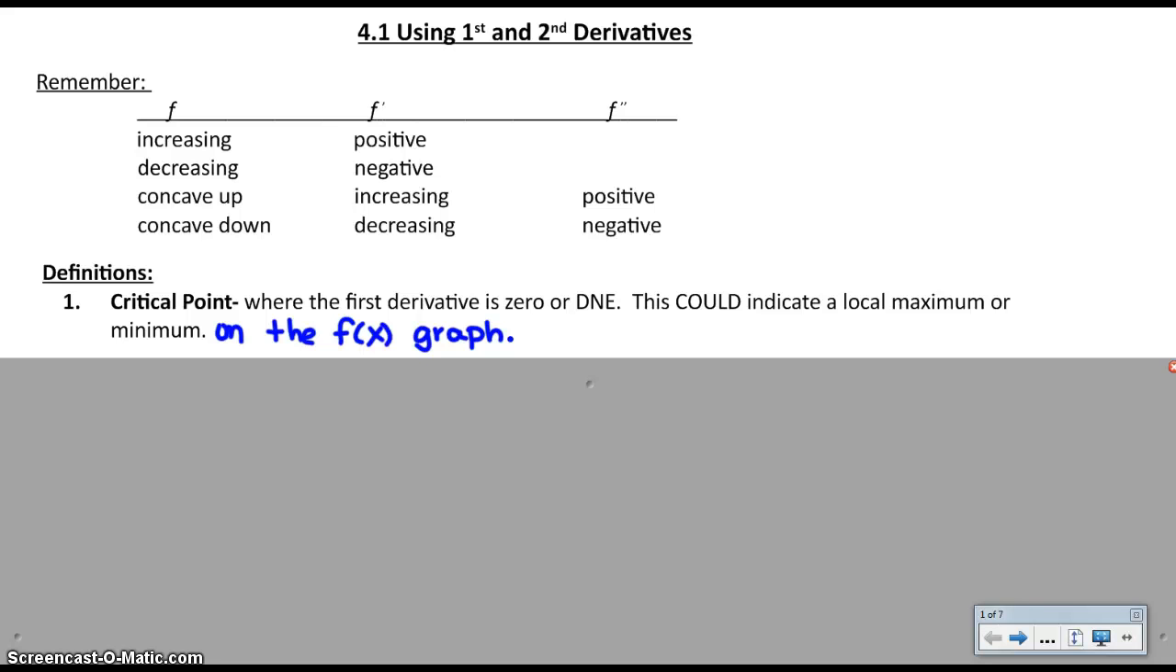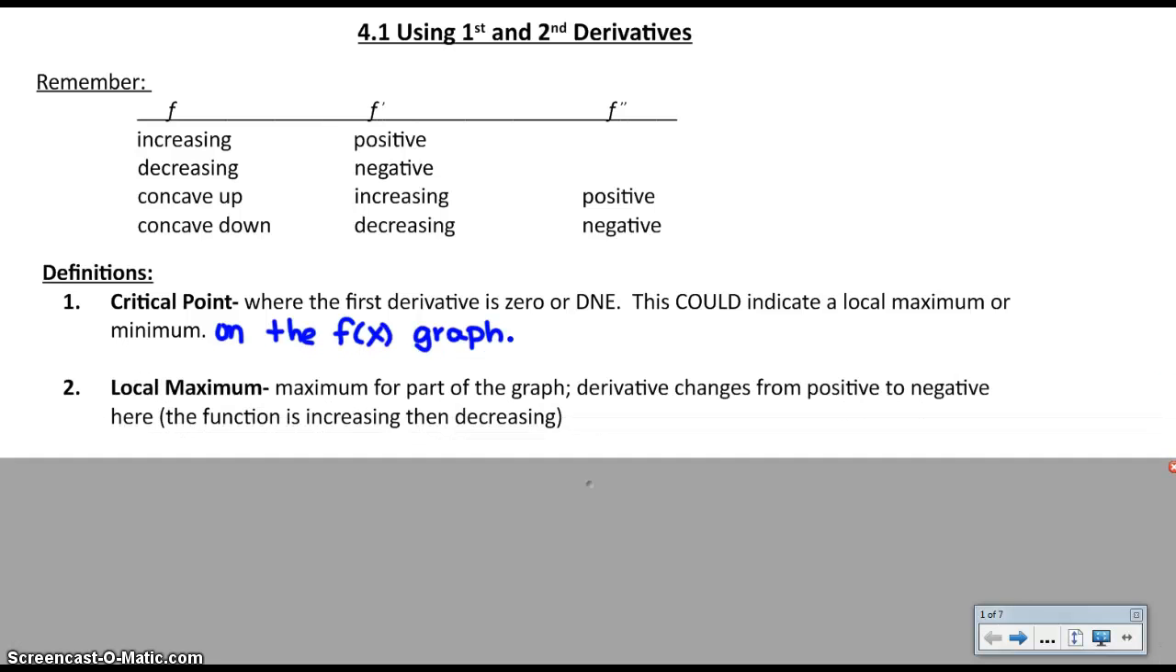The second vocabulary word is local maximum. A maximum for part of the graph. So you might have a graph that has something like this. So this part right here, this like mountaintop, would be considered a maximum. It's a local maximum. It doesn't have to be the maximum for the entire graph, just for part of the graph. So that's where the slope changes from positive to negative, or where the function changes from increasing to decreasing.